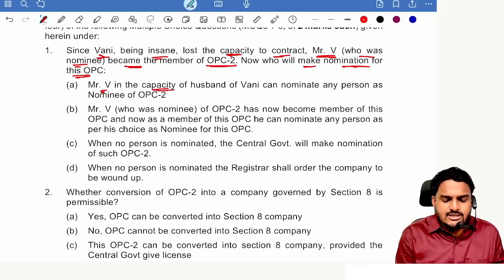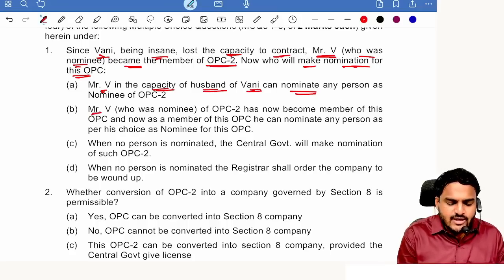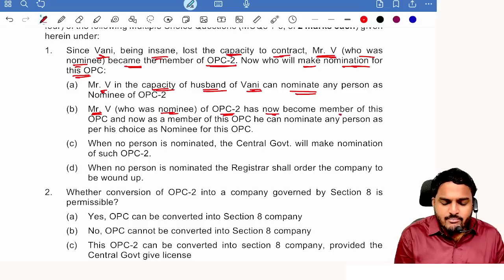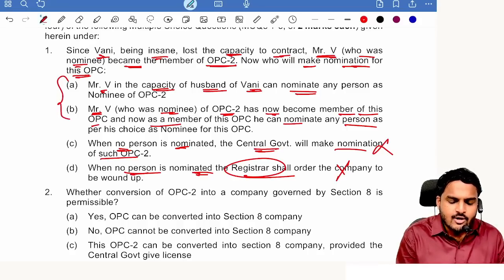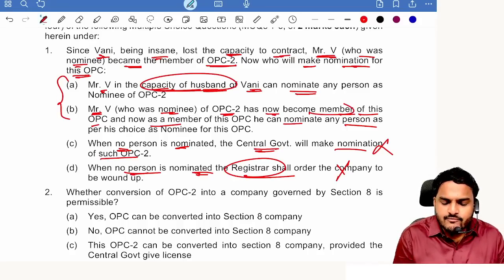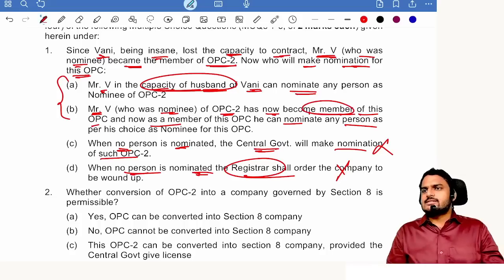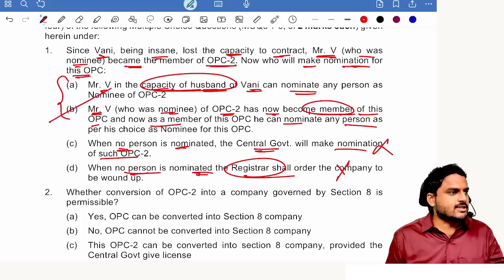So Mr. V, in the capacity of husband of Vani, can nominate any person as nominee of OPC 2. Mr. V, who was nominee of OPC 2, has now become member of this OPC, and now as a member of OPC, he can nominate any person as per his choice as nominee for this OPC. When no person is nominated, CG will make nomination of such OPC? This is not there. When no person is nominated, ROC shall order the company to be wound up? This is also not there. Now 2 options are there. One is in the capacity of husband, one is in the capacity of a member. Capacity of husband is not recognized in law. So obviously option B is the correct answer.